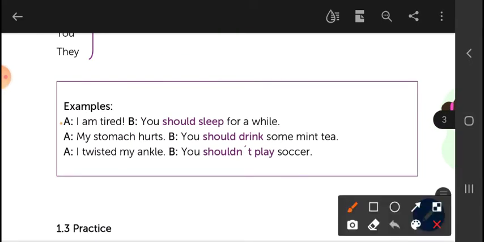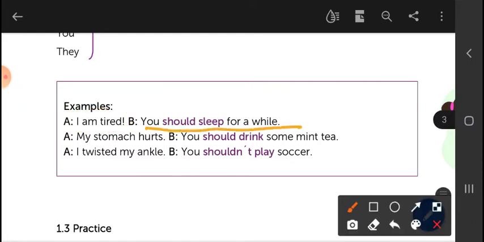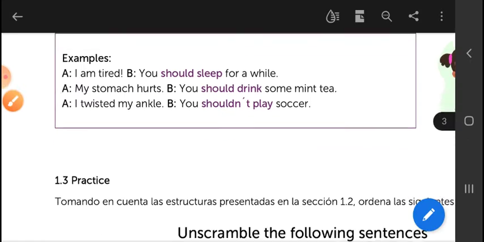Okay, una persona dice, I am tired. Y el otro le contesta, you should sleep for a while. Yes? He's offering advice. She's making suggestions. You should sleep for a while. Oh, my stomach hurts. Me duele el estómago. My stomach hurts. You should drink some mint tea. Yes? I twisted my ankle. You shouldn't play soccer. See? This person is giving advice or making suggestions. Yes? Using the expression should. Okay? Should and shouldn't.